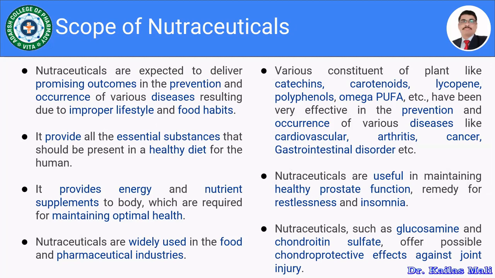So, nutraceuticals are expected to deliver promising outcomes in the prevention and occurrence of various diseases resulting from improper lifestyle and food habits. The very first and important thing in the scope is that these are being used to prevent and treat disease. Furthermore, they are going to prevent the occurrence of various diseases, so their demand is going to increase. And these things are due to improper lifestyle and improper food habits.